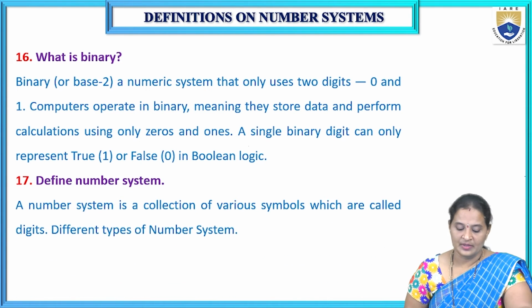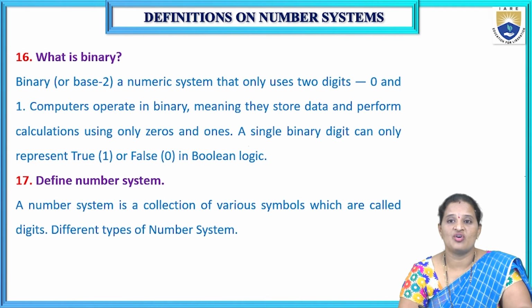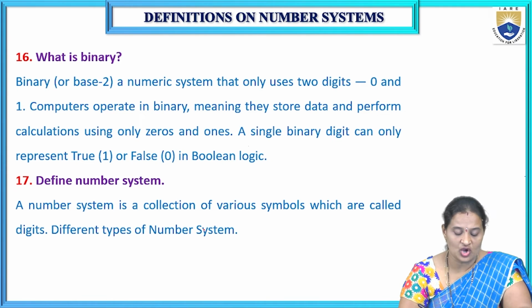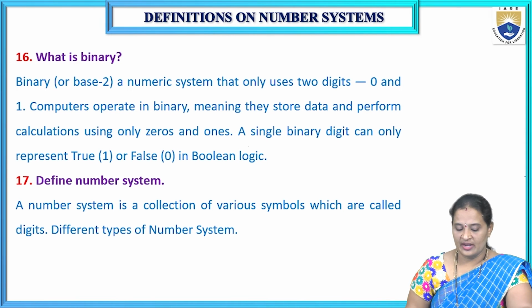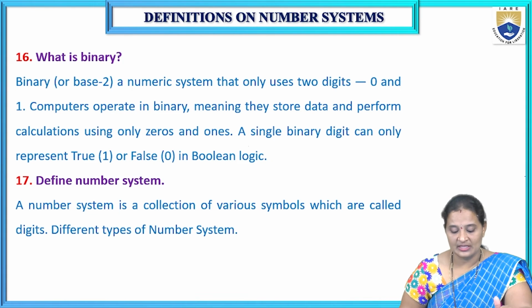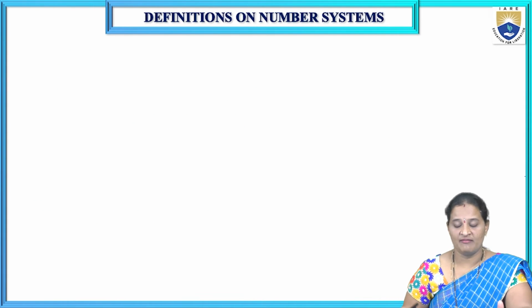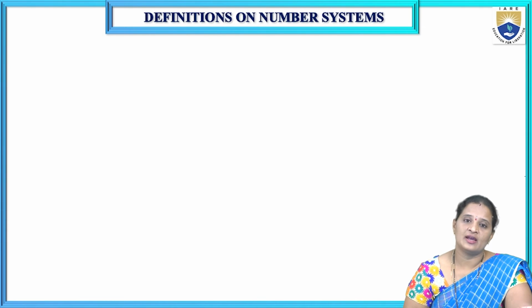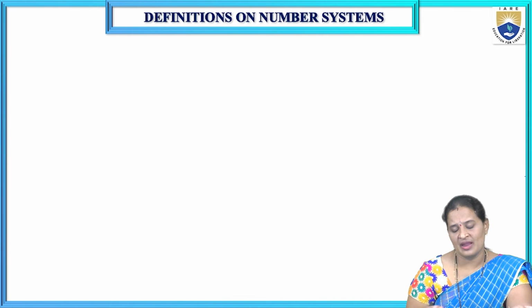Define number system. A number system is a collection of various symbols which are called digits. We have different types of number systems. So a number system is a collection of various symbols called digits, and, as we have seen in the first slide, there are various types, like the decimal number system, hexadecimal number system, octal number system and so on.